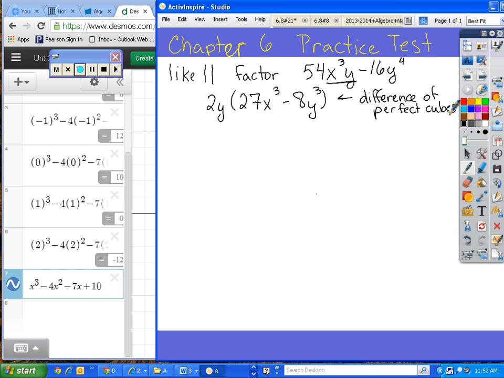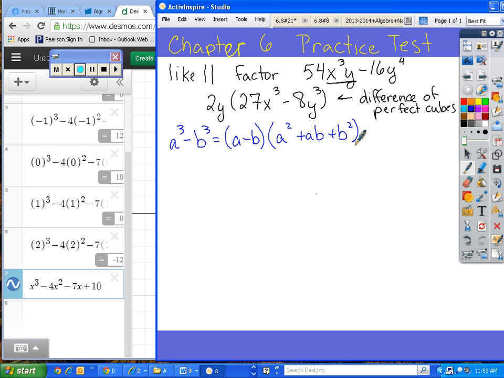So if I look back at a perfect cube and I look at the generic form for a difference of a perfect cube, it looks like this. I have a cubed plus b cubed is equal to, a minus, I apologize, a cubed minus b cubed will give me a minus b, and then a squared plus ab plus b squared.